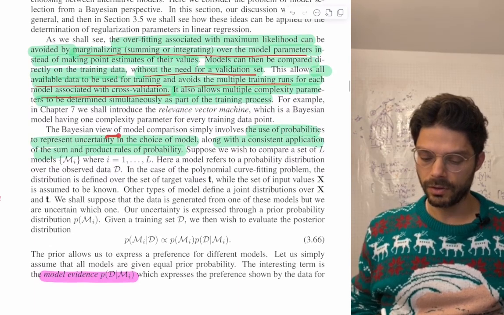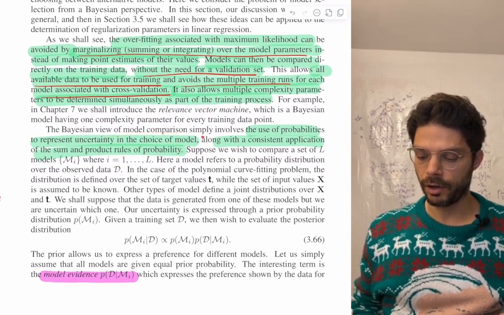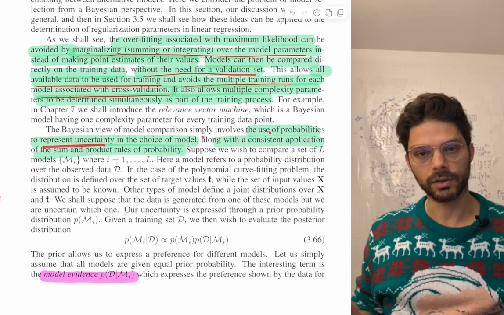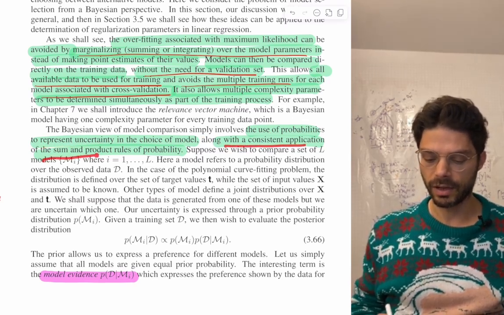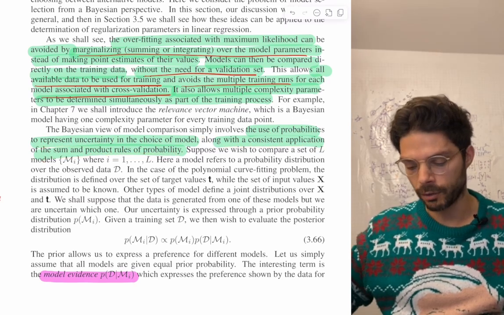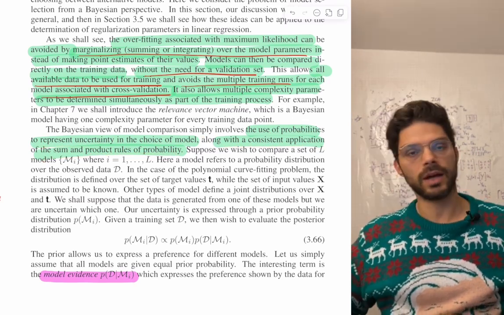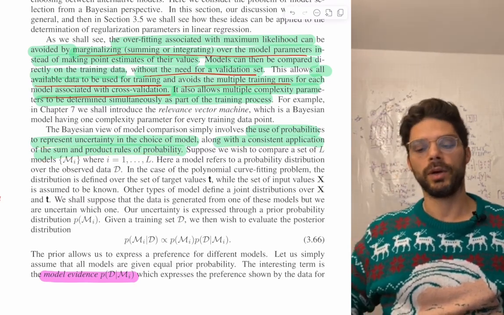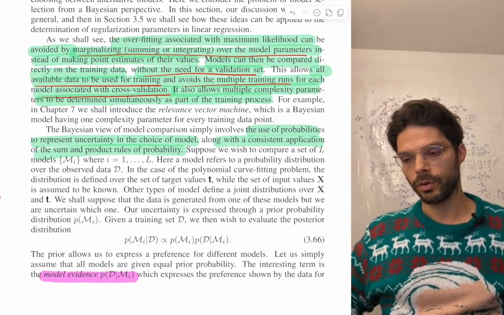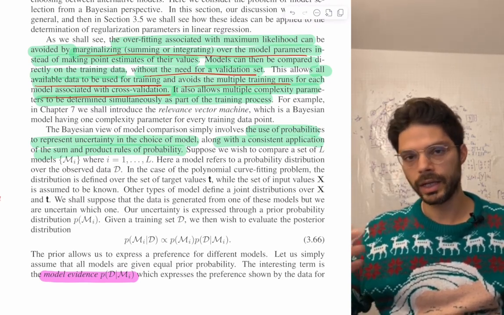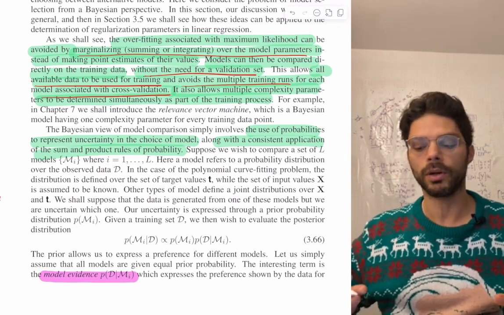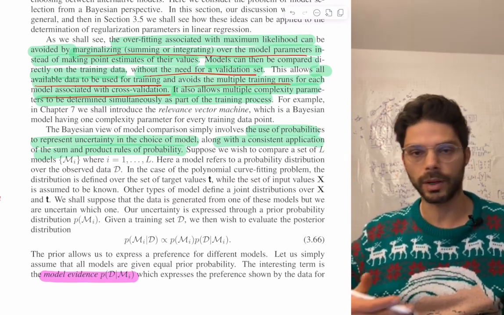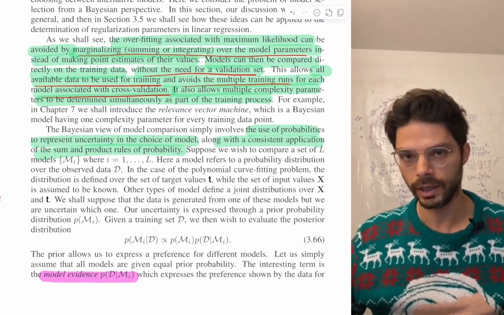Okay, so the Bayesian view of model comparison simply involves the use of probabilities to represent uncertainty in the choice of models, along with the consistent application of the sum and product rule of probability. This is what he emphasizes, and I'd like to emphasize as well: this is what's so useful and so clean about the Bayesian approach, right? It just tells you what to do from the very simple sum and product rule of probability. Like that's all you really need.